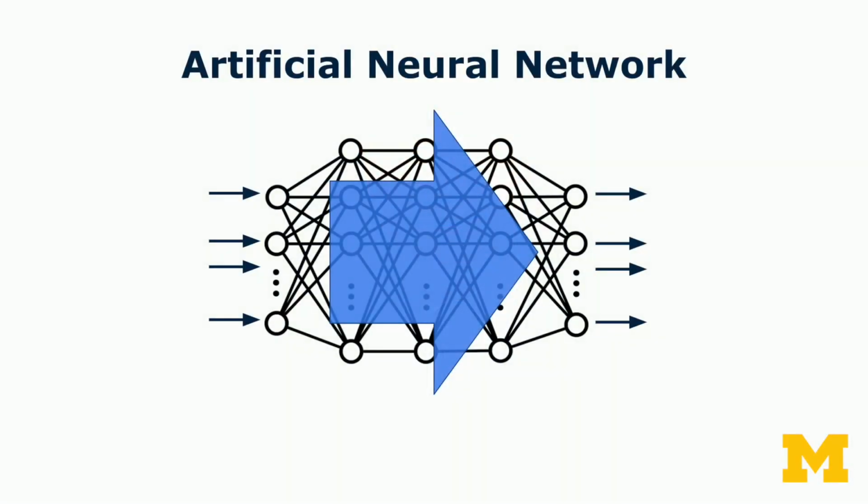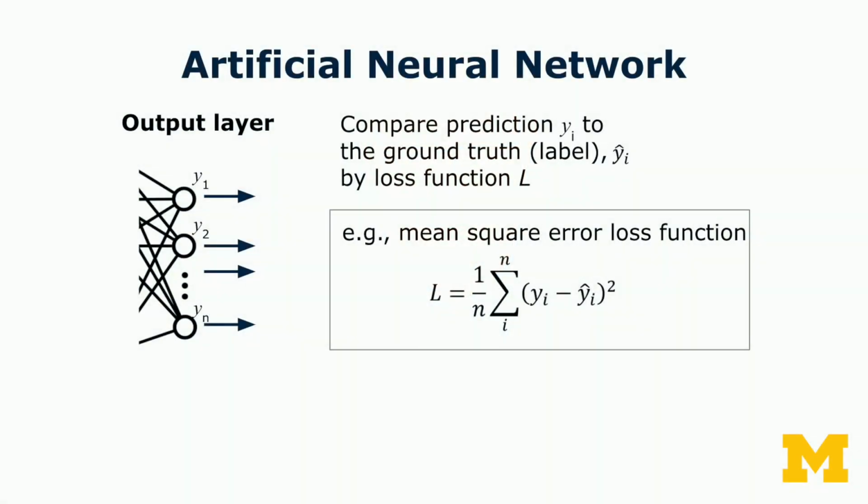The data then moves through several hidden layers where the same processing happens, and finally it reaches the output layer where the network makes a prediction. Once we have the output, we compare it to the ground truth or the actual values using a loss function. This function measures the prediction error, or how far off the network's predictions are from the real answers.